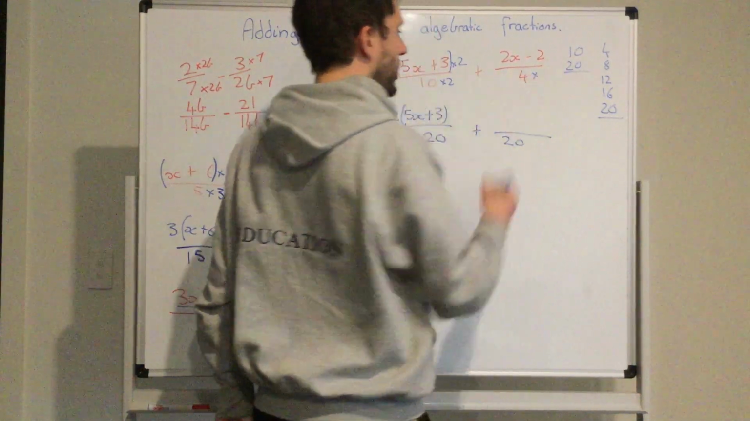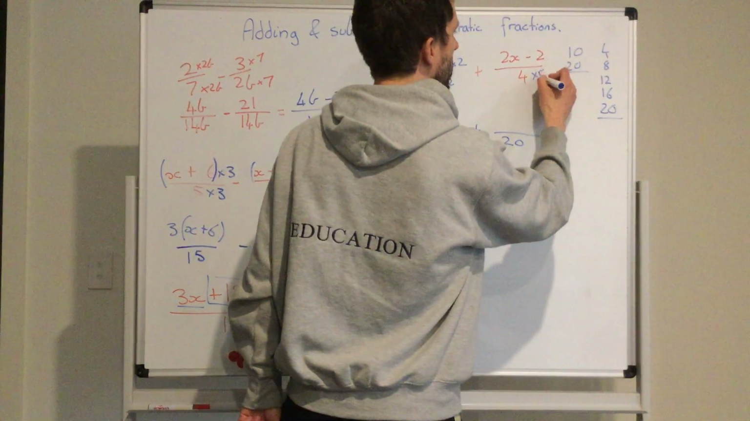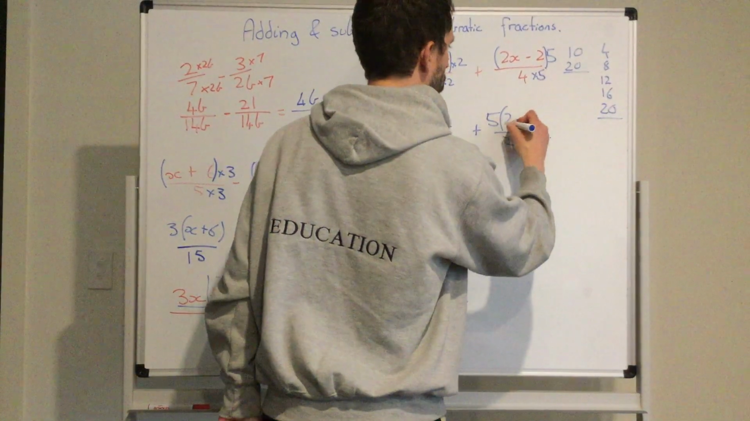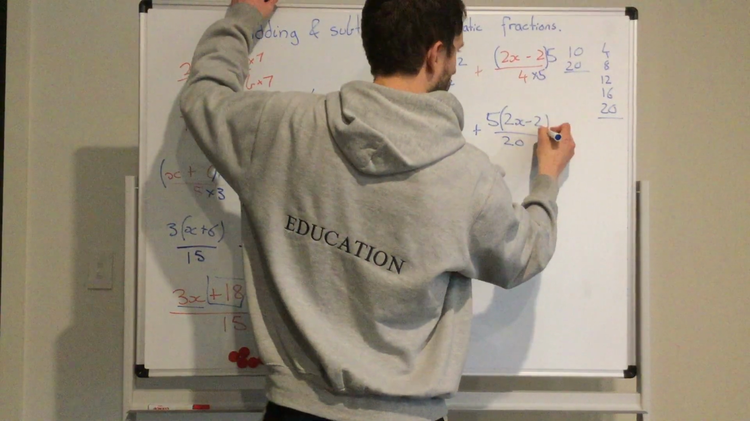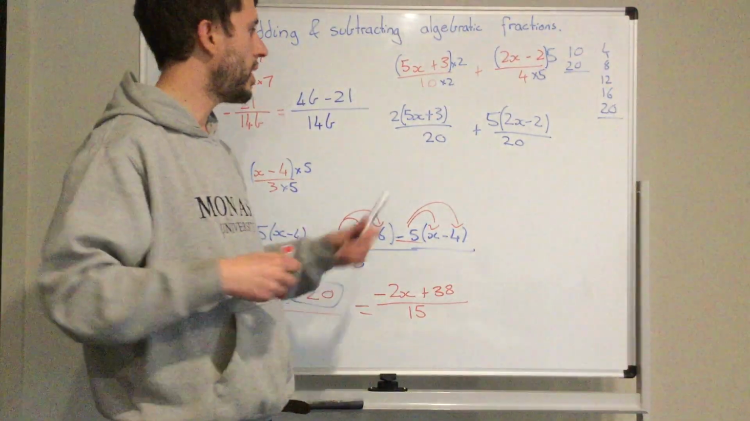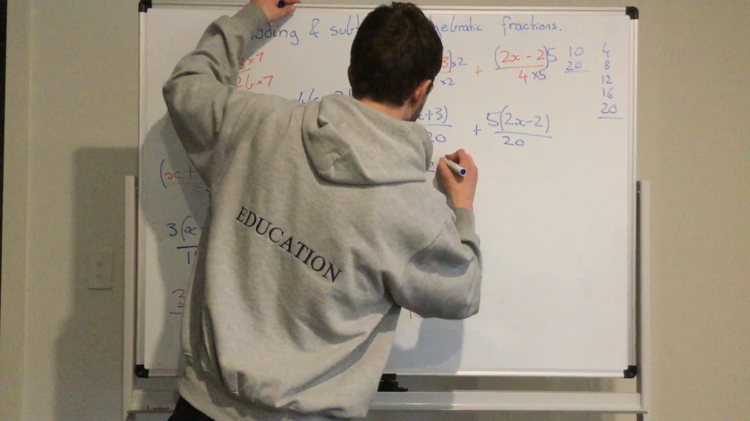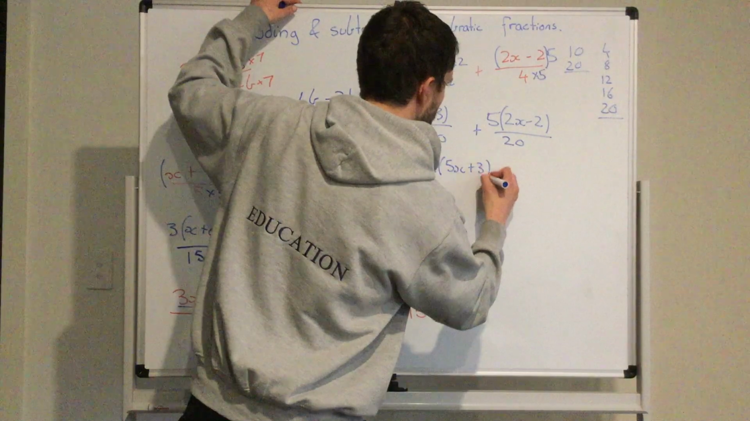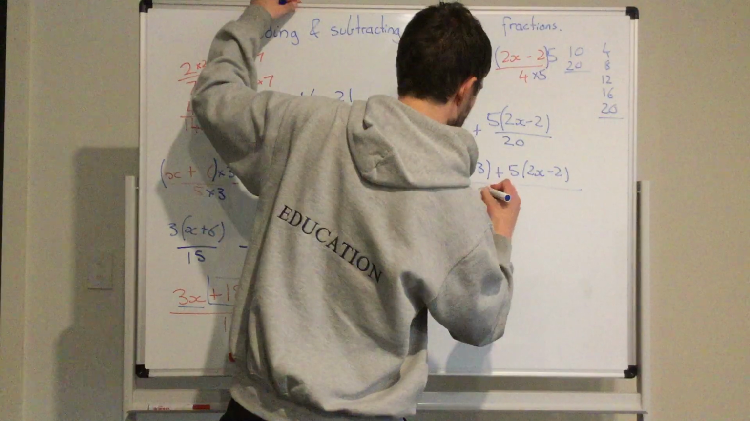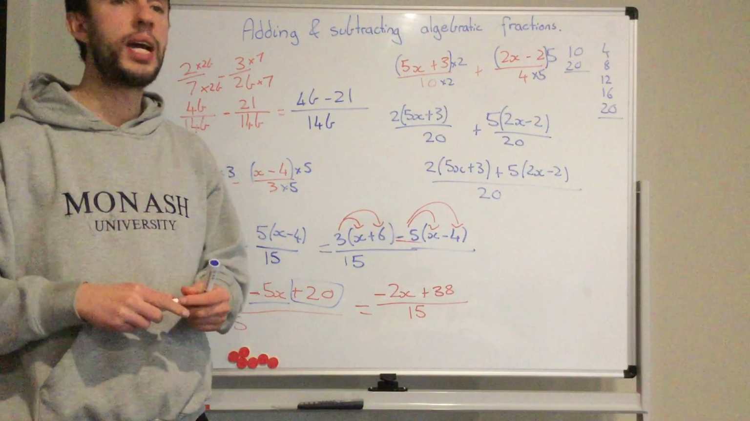What did I do to the 4 to get it to 20? I times it by 5. 1, 2, 3, 4, 5. So remember, brackets. So that means 5, 2x take 2 in brackets. Now, next step that we are going to be doing is putting it all together. So we've got 2 in brackets 5x plus 3, plus 5 in brackets 2x take 2, over 20. But that looks so big at the moment, so we are going to simplify.